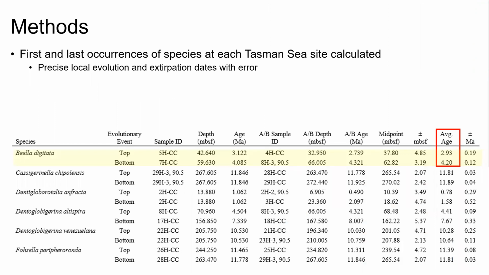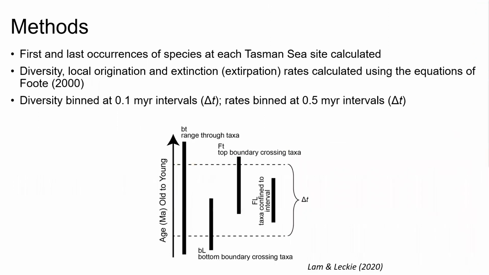To calculate diversity, we first had to calculate the first and last occurrences of each species at each site. From these calculations, we have tables of each species' top or extirpation event and bottom or local origination event for each site, including age errors. From the origination and extirpation dates, we then calculated diversity curves for each site, as well as evolutionary rates using the equations from Foote's 2000 paper.